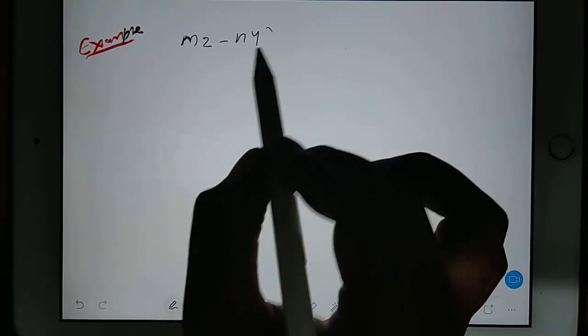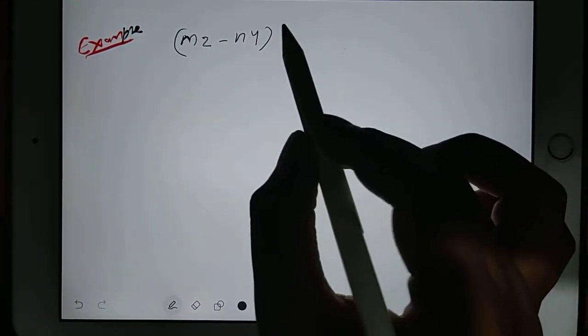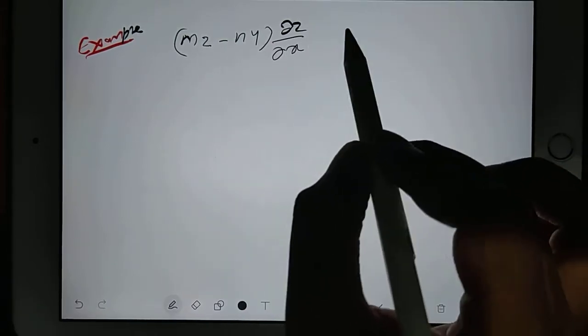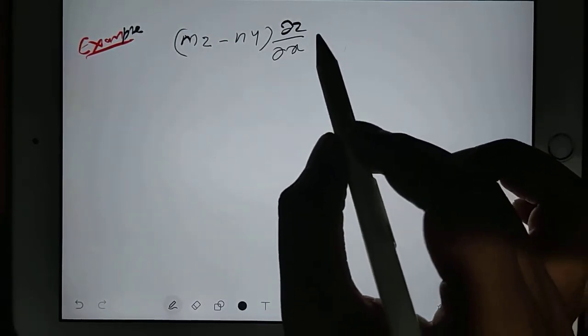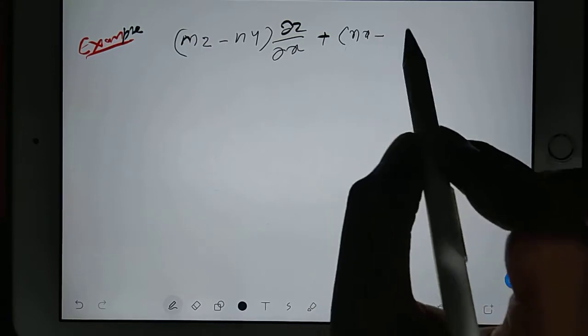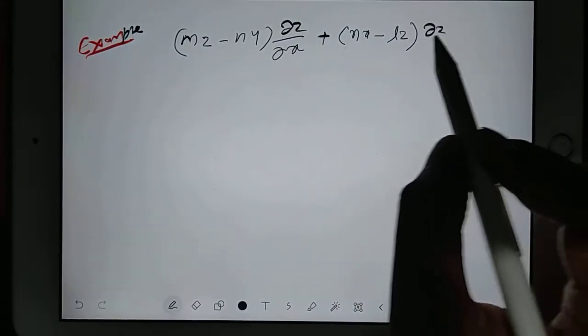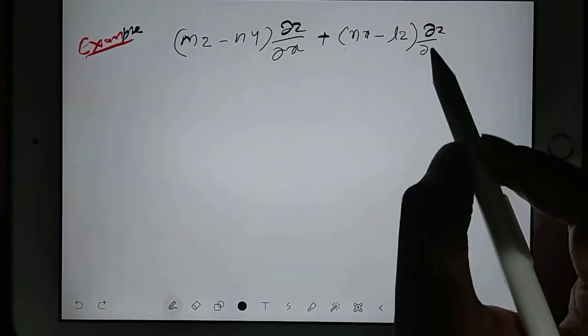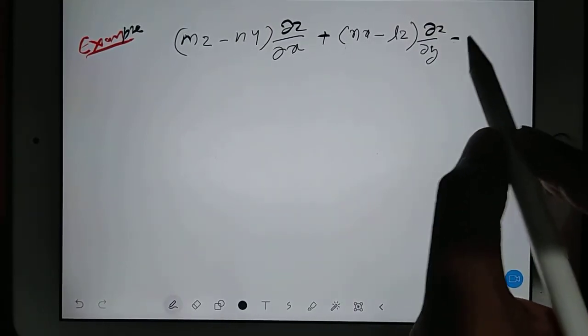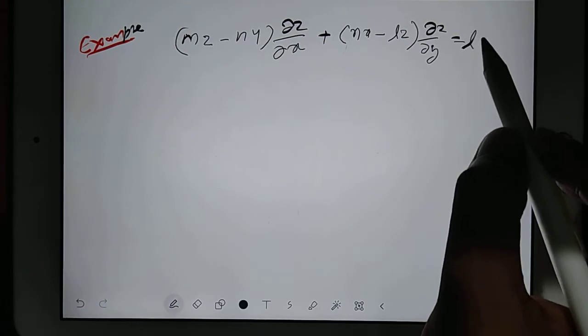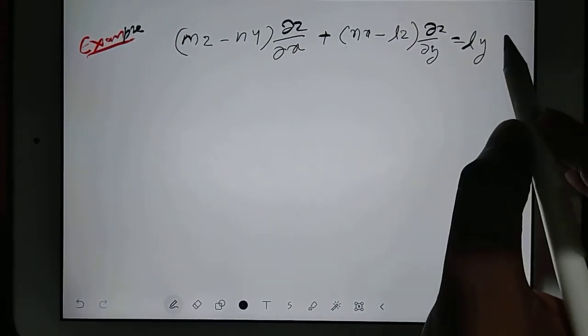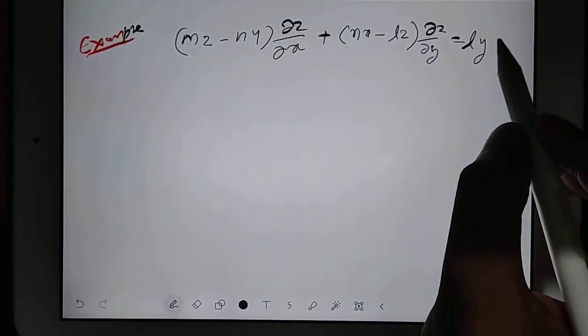mz minus ny you write in one bracket. ∂z/∂x you write in one bracket, like this, plus another bracket nx minus lz. Then ∂z/∂y is equal to ly minus mx.